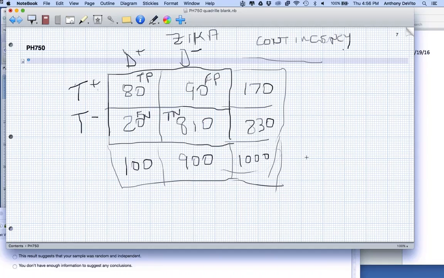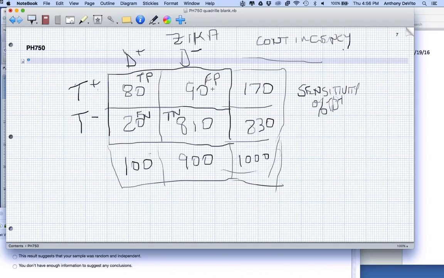Okay, so now let's describe how good this test is. At what percentage of the time did it get the disease population right? 80 out of 100, 80% of the time. We're going to call that the sensitivity of the test. That's what the sensitivity is: the percent that you identify people that have the disease, who test positive and have the disease.